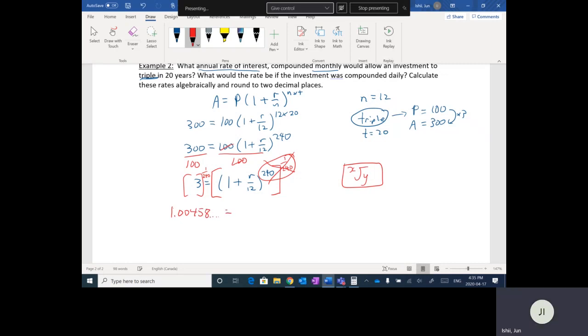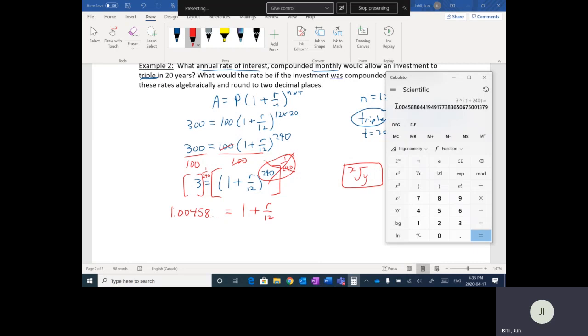Dot, dot, dot, equals, and then I got 1 plus r over 12. Actually, I'm going to show you that I should get the exact same number if I use this button. So let me do that. I'm just going to make sure I punch it in the right way.